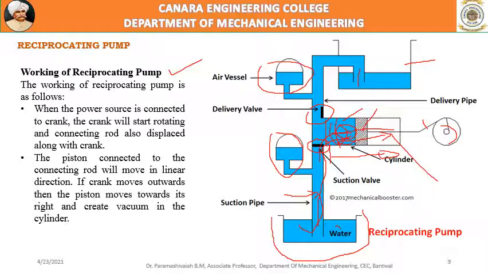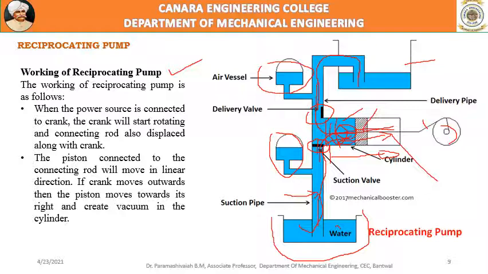The next stroke is the delivery stroke. When the piston moves from right to left, then this closes and this opens. Now this is the open position. Then the water is pushed out of the cylinder, and it passes through this valve and is delivered to the overhead tank.